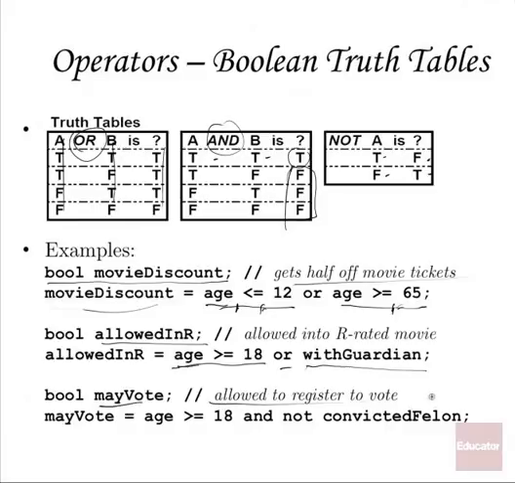We have may vote. Is he allowed to register to vote? What the laws are at this point, if you're greater than or equal to 18, you can vote. But you can't vote if you're a convicted felon. So you may vote if your age is greater than or equal to 18 and you're not a convicted felon. So if you're a convicted felon, then not convicted felon will become false. So false and anything, you can't vote.